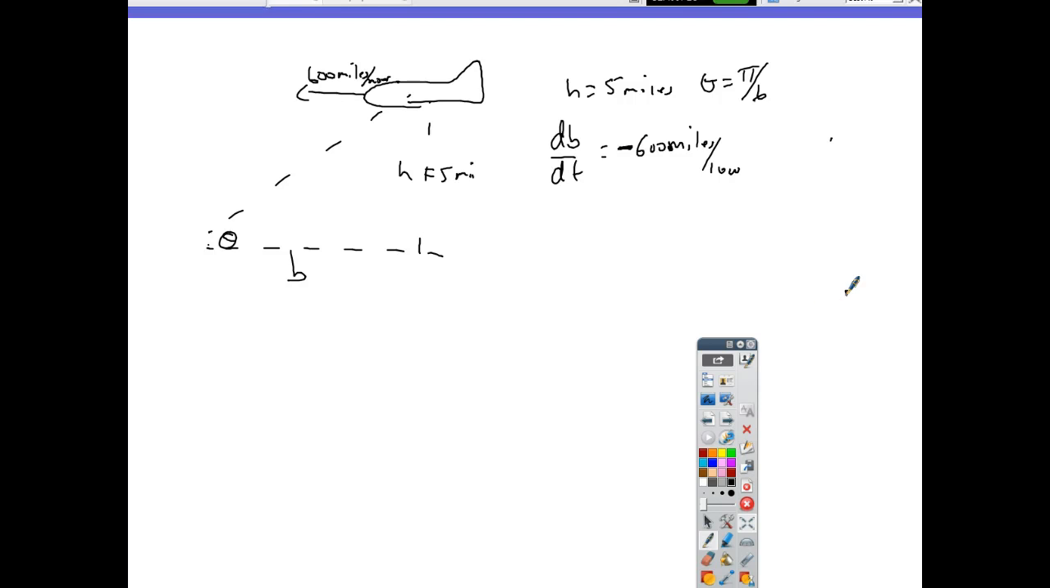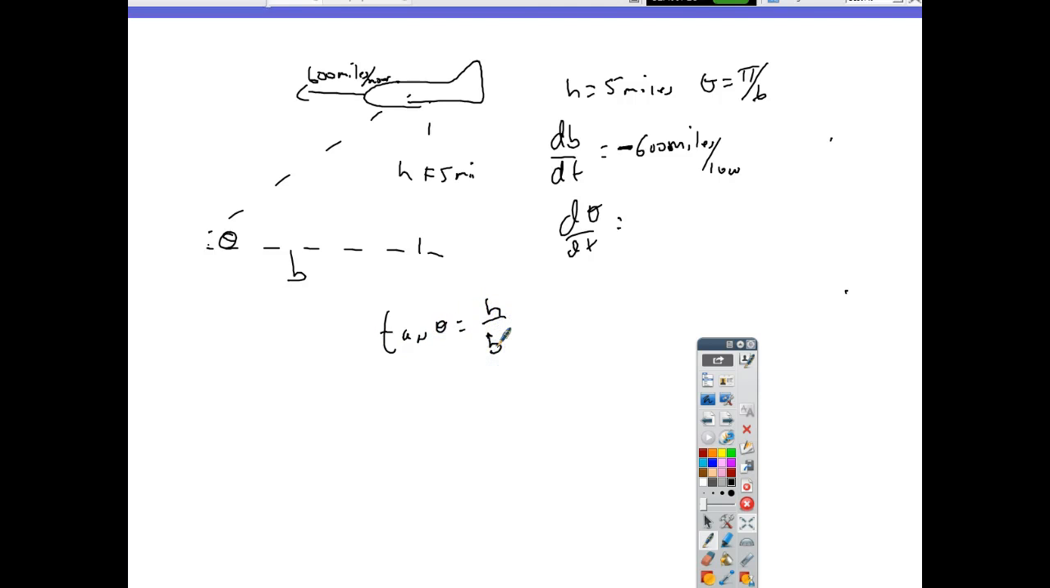And then what am I looking for? d theta dt. Okay, I'm going to pause here. We'll let you guys play with it, see if you can find a formula. You get tangent because I got height, I got base, I want angle. It's got to be tangent. So I go tangent of theta equals h over b.